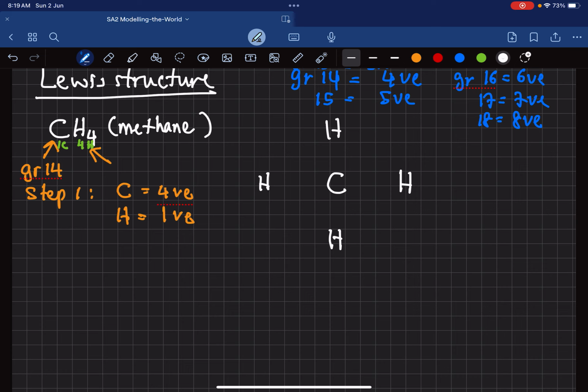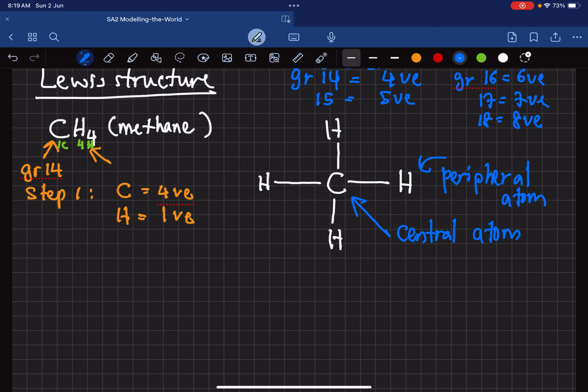So we try to make it symmetrical as much as we can. All right. Then what we do is we draw a line between the central carbon and the peripheral atoms. The word here I used was central atom, and this is called the peripheral atom. So these are the two words that I might use, okay? Central atom and peripheral atom.